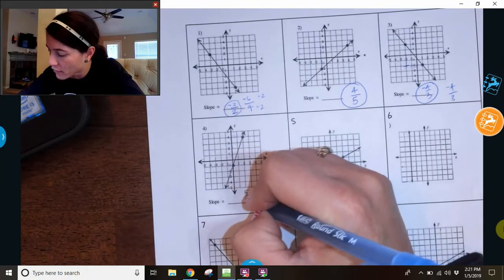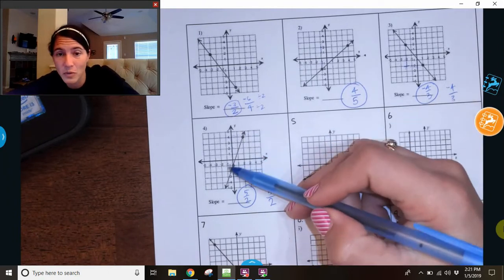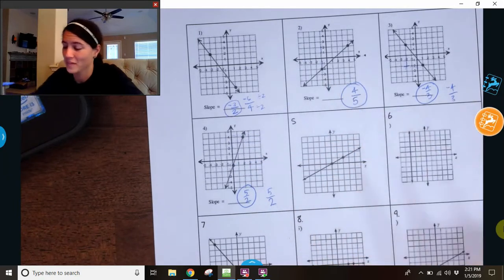So the slope would be 5 over 2, 5 halves. Did you get 5 over 2? It's a positive slope and up 5 over 2.